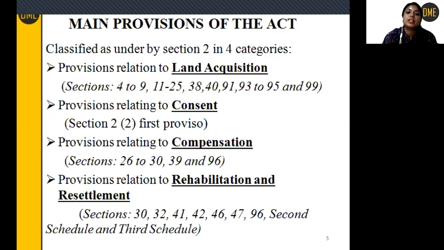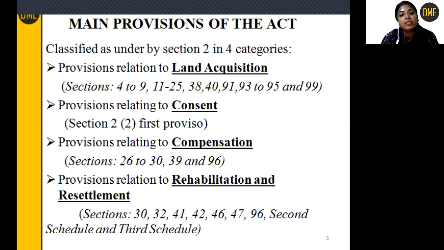Then provisions relating to consent. This is provided under section 2 clause 2, first proviso. That is, clause 2 subclause 2 provides for public private partnership land acquisition, where the private company is joining hands with the government. So in the first proviso, it requires consent of the affected family. We are going to discuss it in the upcoming lectures.